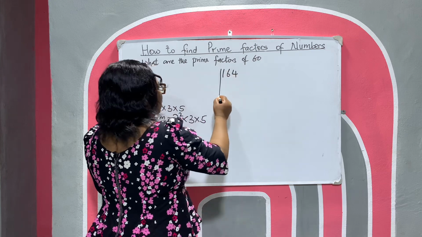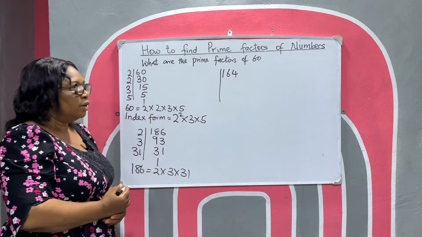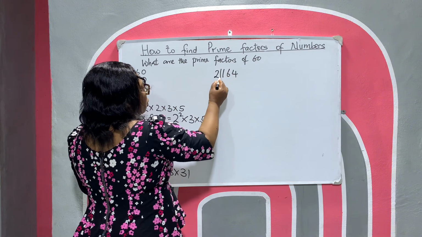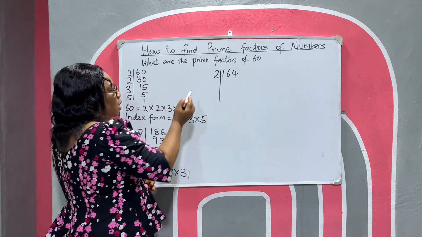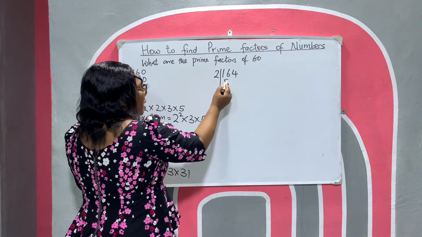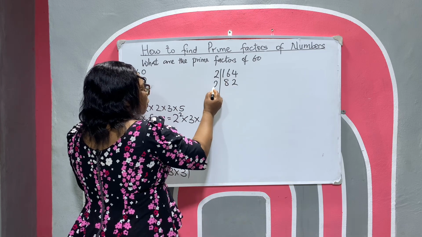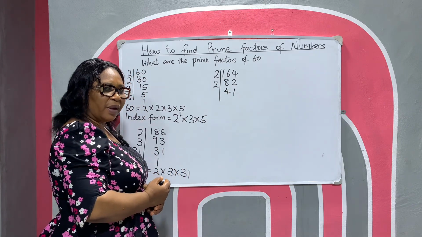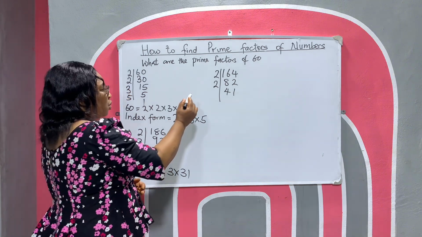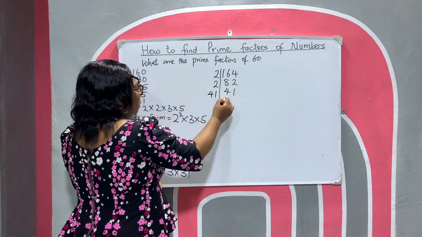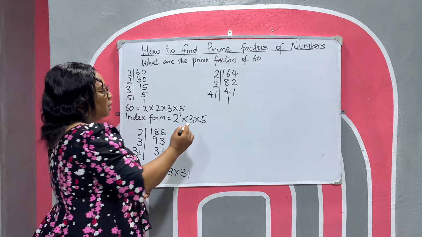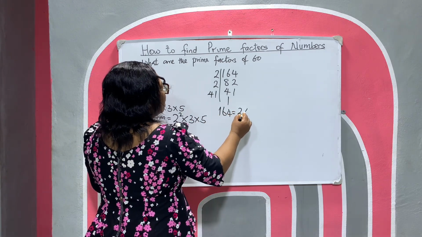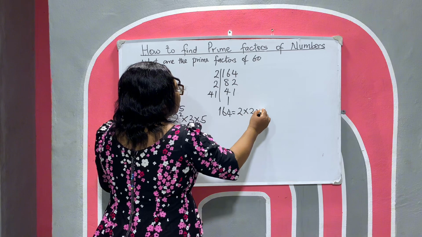164. Good. What are its prime numbers? So we use 2, because 2 can divide. 2 divides 16, give me 8. Divide this, 2 divides again, give me 41. And 41 is a prime number. So you use 41, divide itself, it gives you 1. So the answer is 2 times 2 times 41.